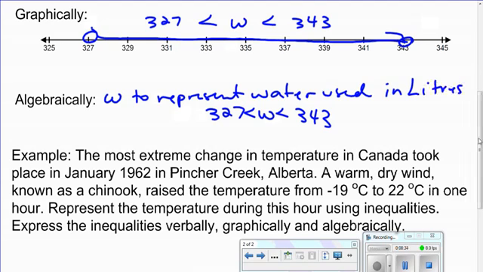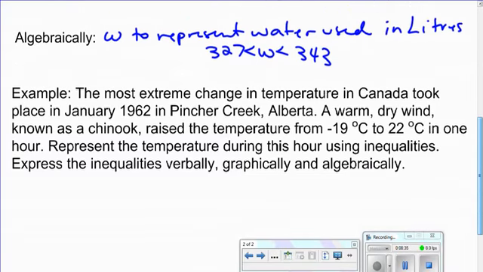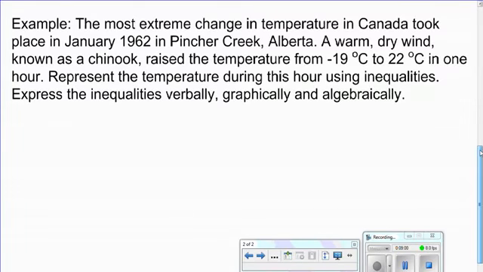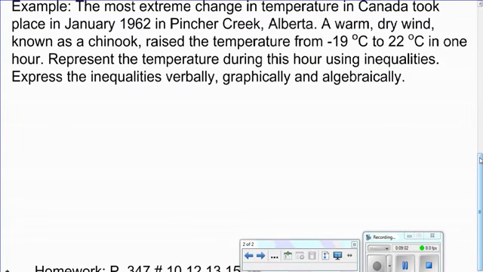Okay, last example. It says the most extreme change in temperature in Canada took place in January in 1962 in Pincher Creek, Alberta. A warm, dry wind, Chinooks, we know what these are, took the temperature from -19 degrees Celsius to +22 degrees Celsius in 1 hour. That's ridiculous. So we're going to represent this using inequalities, and your number line for your inequality doesn't always have to be a left to right number line. If you are more comfortable with temperatures on a vertical number line, like a thermometer, you could draw that as well.